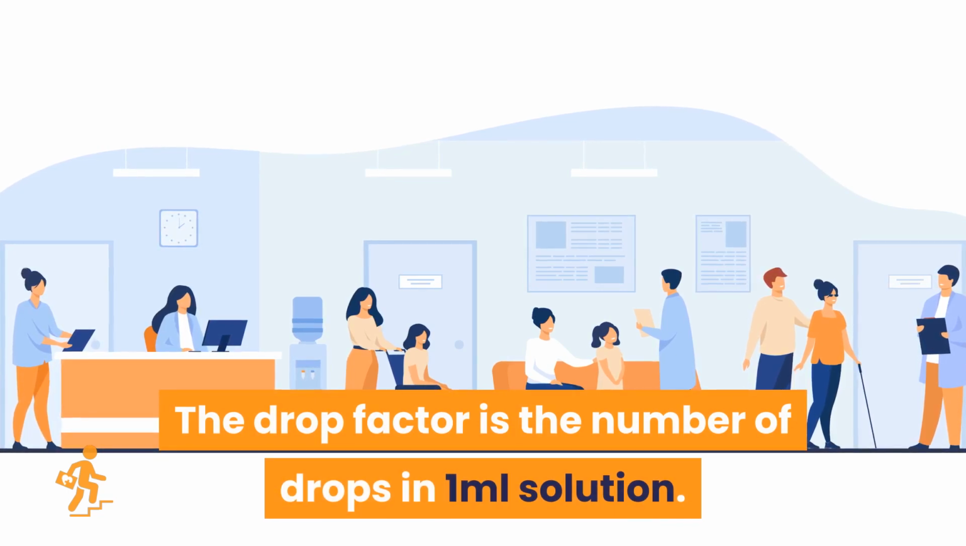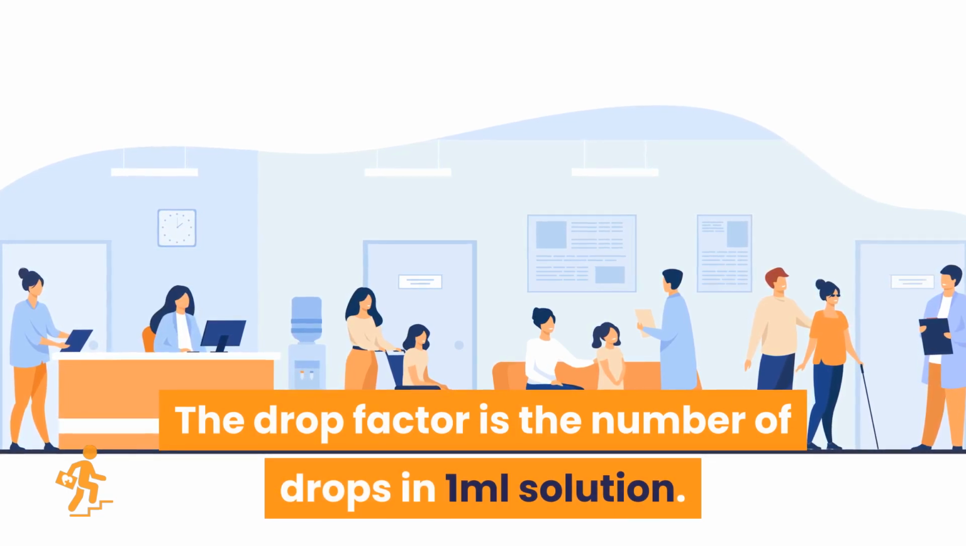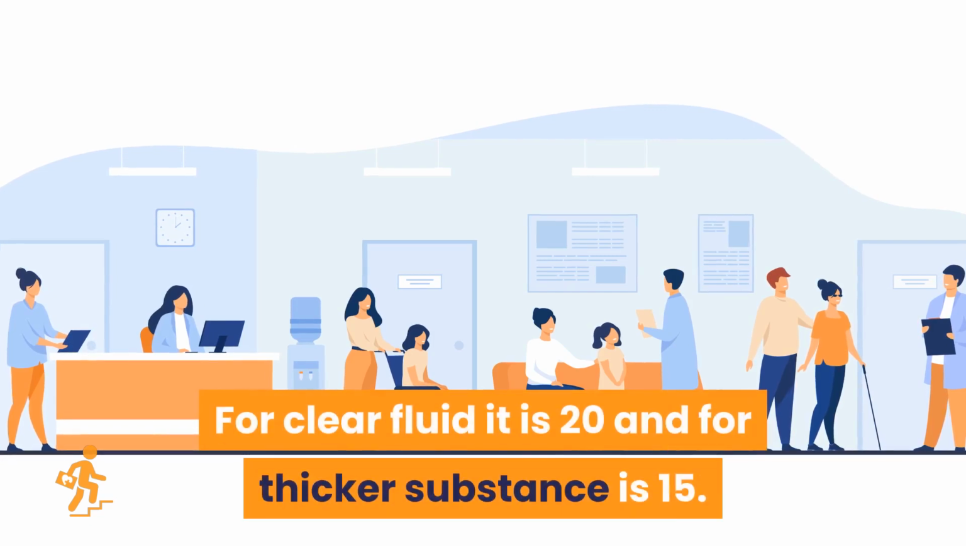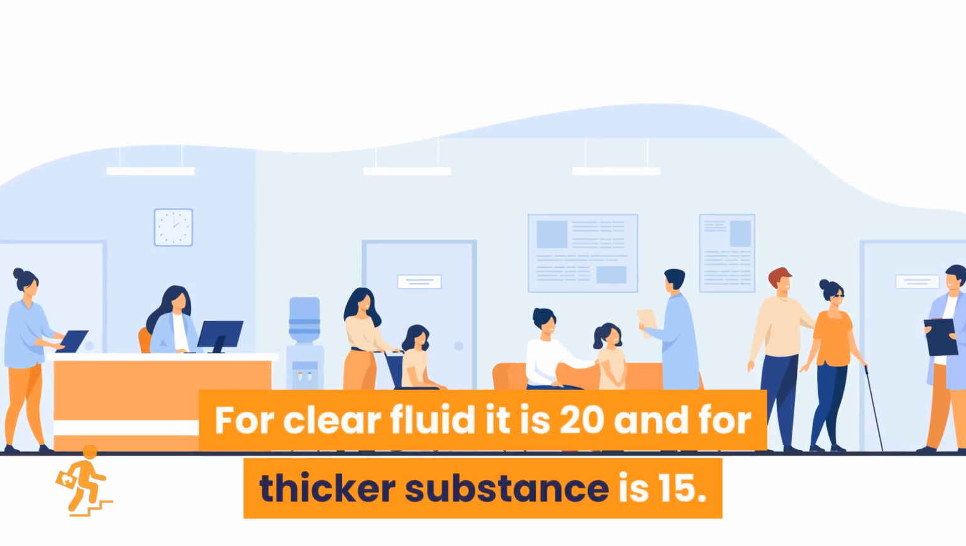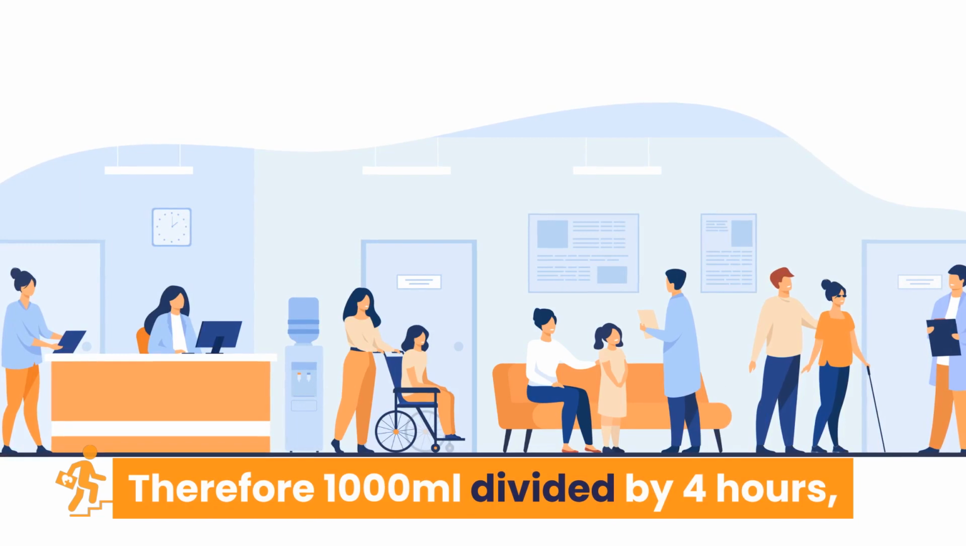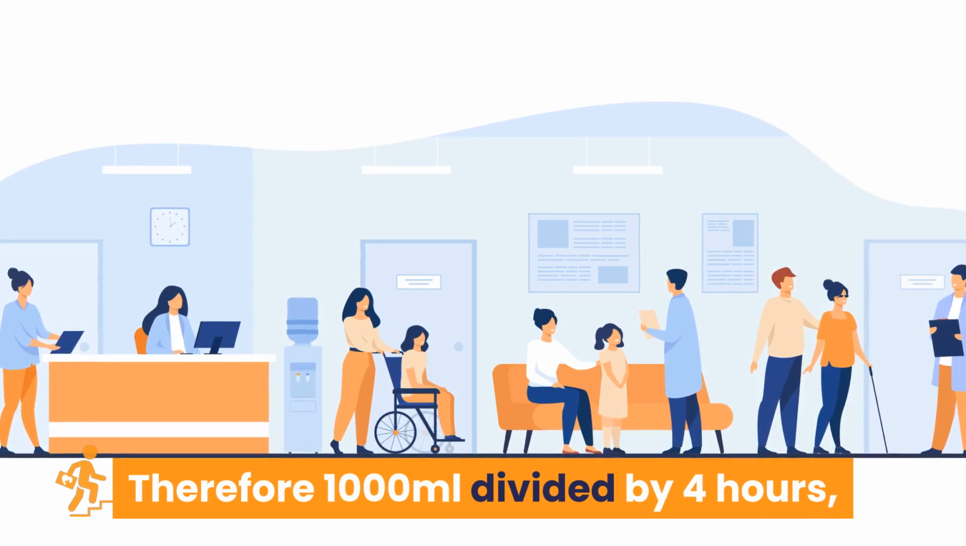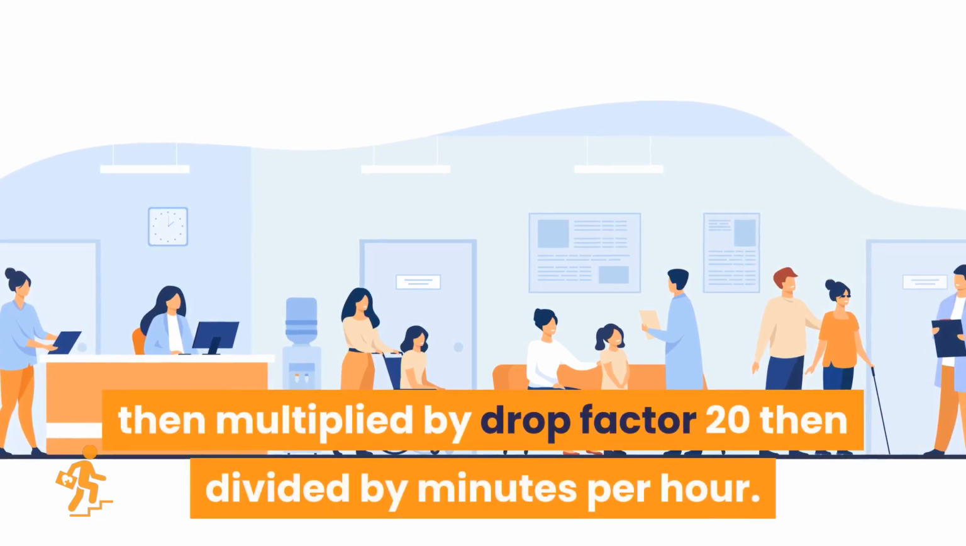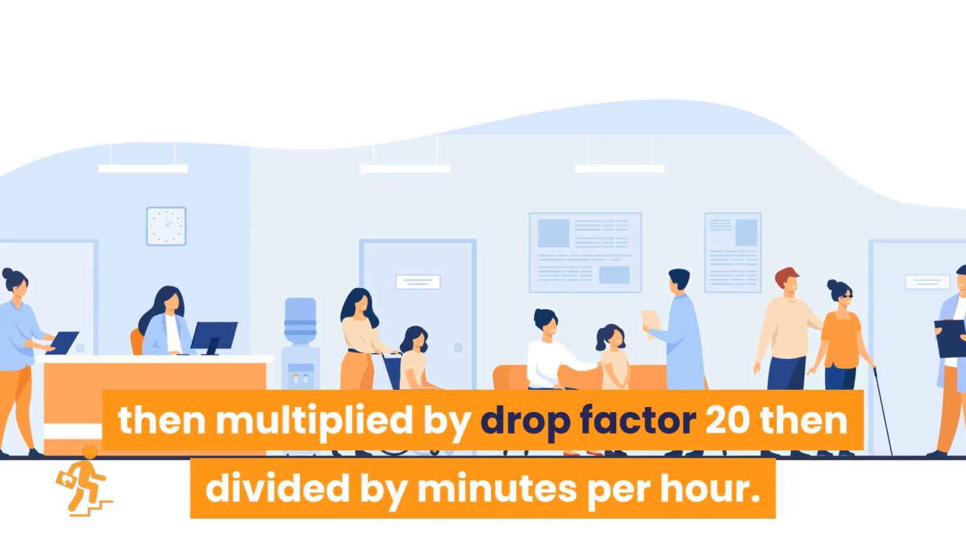The drop factor is the number of drops in 1 milliliter solution. For clear fluid it is 20 and for thicker substance it is 15. Therefore, 1000 milliliters divided by 4 hours, then multiplied by drop factor 20, then divided by minutes per hour.